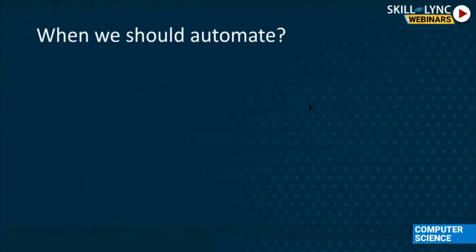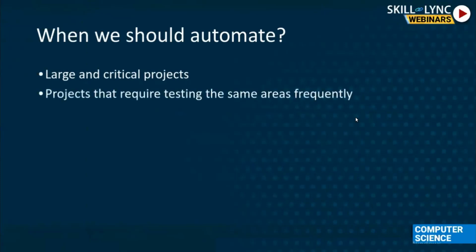Once you know that, you should also answer when we should automate. In large and critical projects where you have a lot of dollars or money involved, or if you miss any kind of defect it will become a loss to your company, in that case you should always go for automation. Projects that require testing very frequently, right? So as I said, if you want to go for agile, you will be having 1 week or 2 weeks.